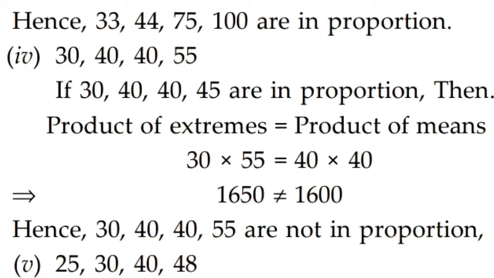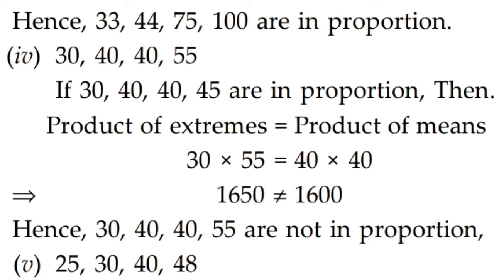Now I'll do the fourth part. Here you have to find out whether these numbers, that is 30, 40, 40 and 55, are in proportion. Again the same method: first you have to find out the product of extremes, and then the product of means, and then you have to see whether both are equal or not.